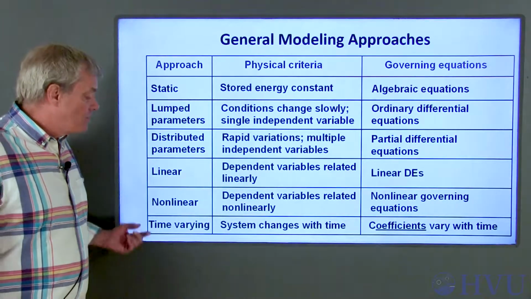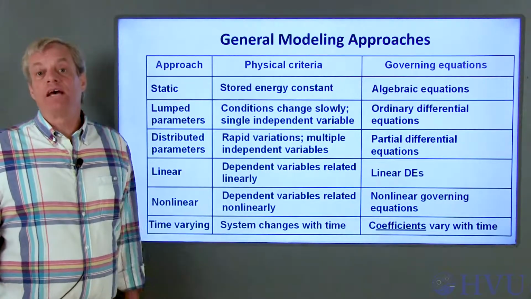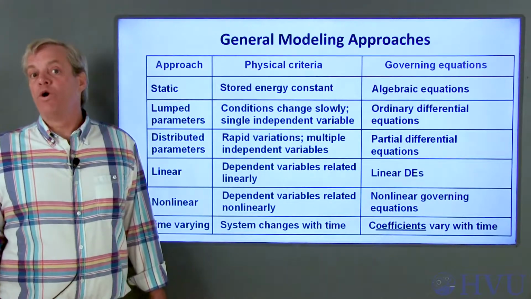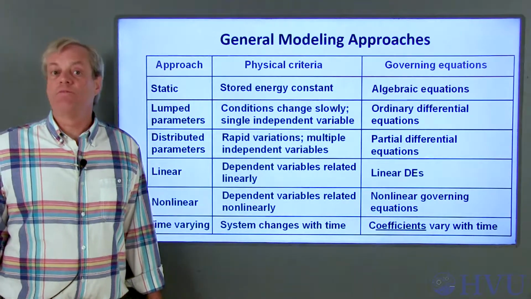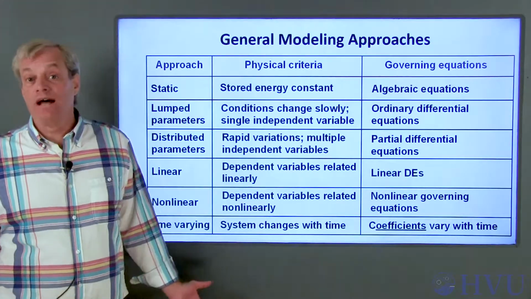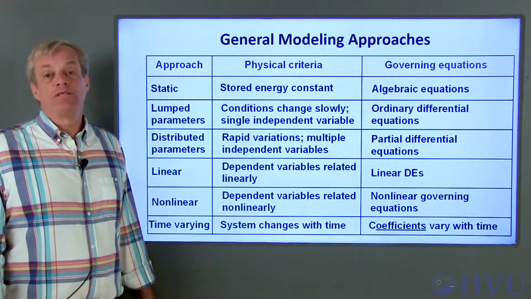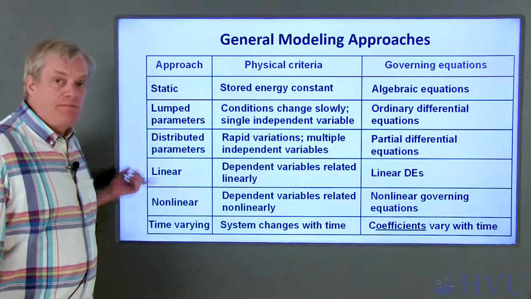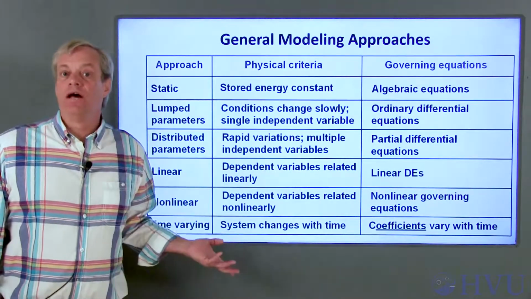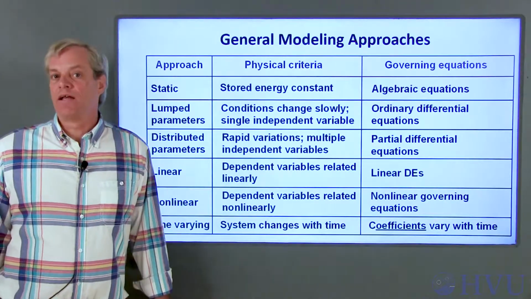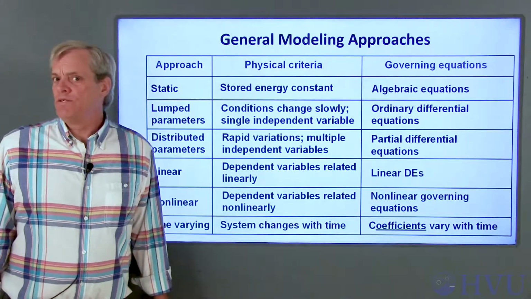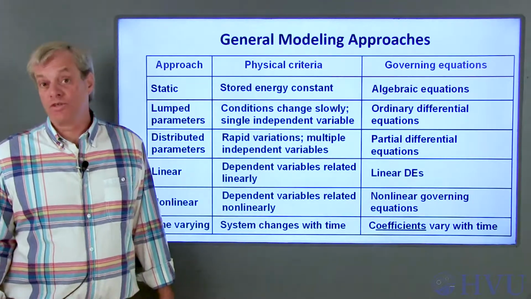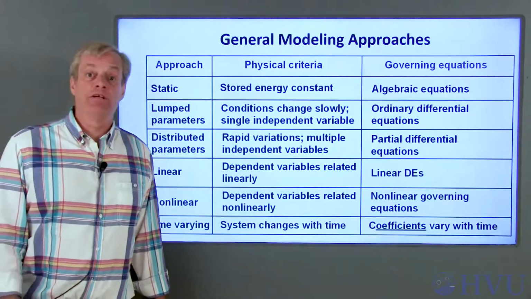One final category is time-varying systems. These types of systems change their behavior as a function of time, which means that the coefficients of the governing equations will be functions of time rather than constants. This also increases the difficulty of analyzing a system. Most of these system types can be mixed and matched. A lumped parameters linear system model with constant coefficients won't be too difficult to deal with, but you really don't want to get stuck with a nonlinear distributed parameter system with time-varying coefficients.